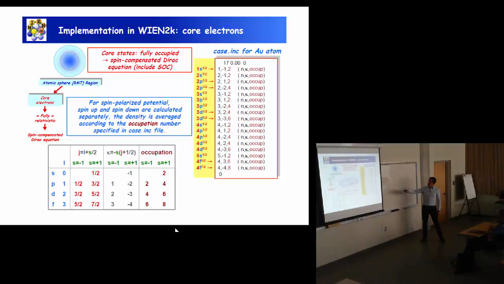If you look in more detail, you will see the different electrons. Here it's for gold: 1s 1/2, 2s 1/2, 2p 1/2, and 2p 3/2, and so on. So here you see how many core states must be taken into account for gold, and that will be treated in a fully relativistic manner.